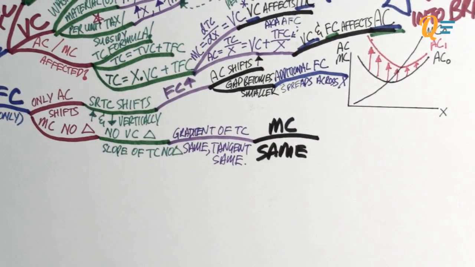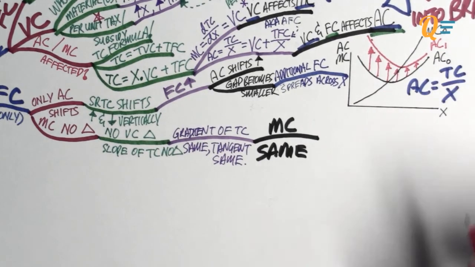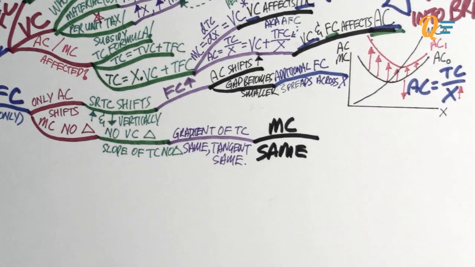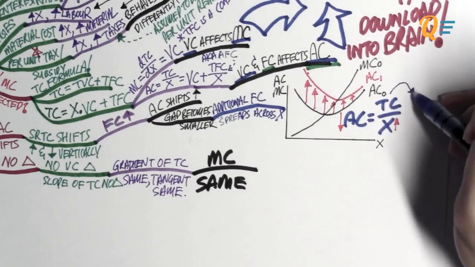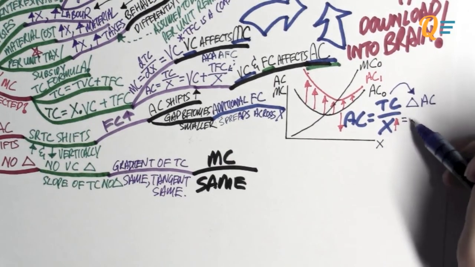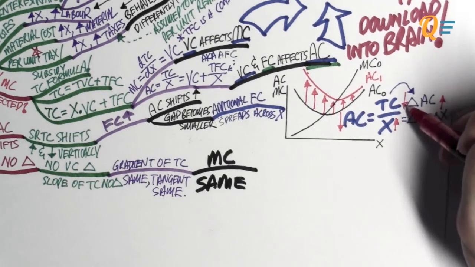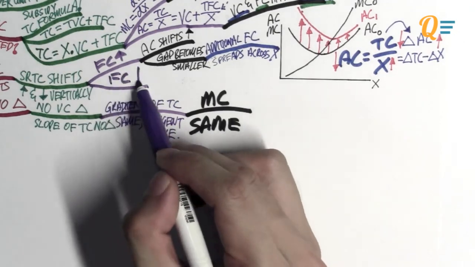Now let me show you this mathematically to explain that little gap over there. So average cost is equal to my total cost divided by X. If my X is going to increase, my AC obviously is going to decrease because of a bigger denominator. And since we're interested in looking at the quantity of X changing, let's look at the rate of change, which means that the change in the average cost is equal to the change in the total cost minus the change in X. So it is easy to see that when the change in X increases, the change in average cost is going to decrease, and that is why there is a smaller gap.